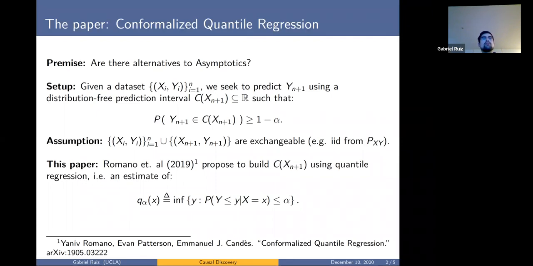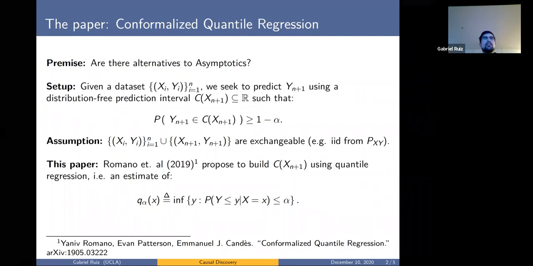So the premise of the two papers that I'm going to cover in my review paper for this final project is basically: are there alternatives to asymptotics, as was covered in this class? And in particular for prediction.